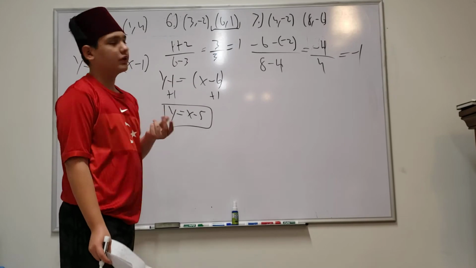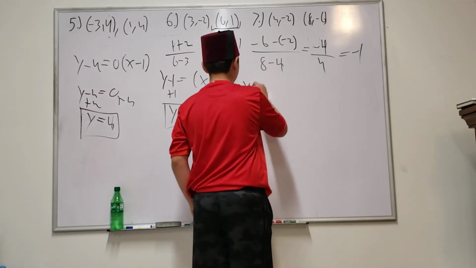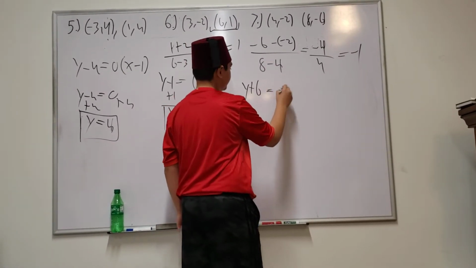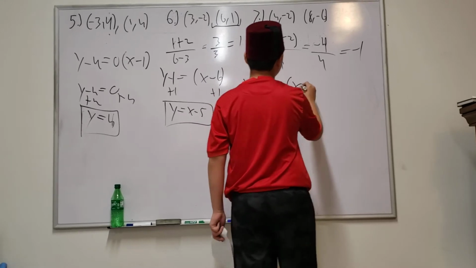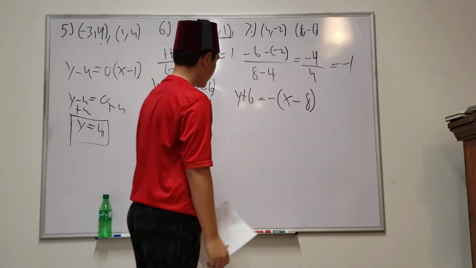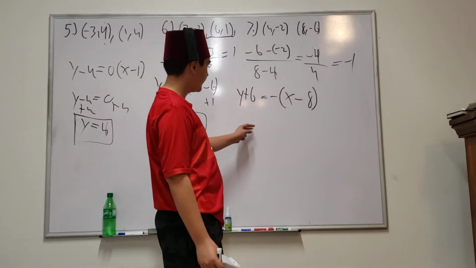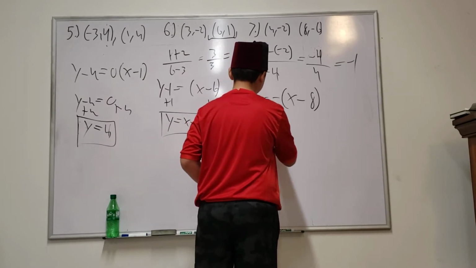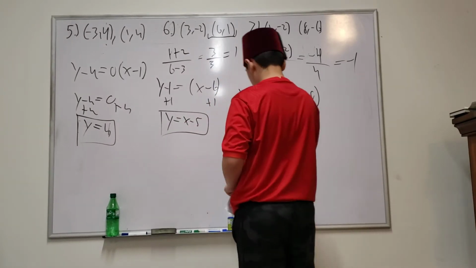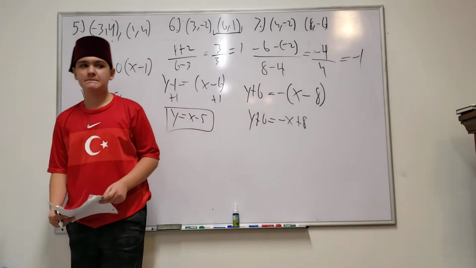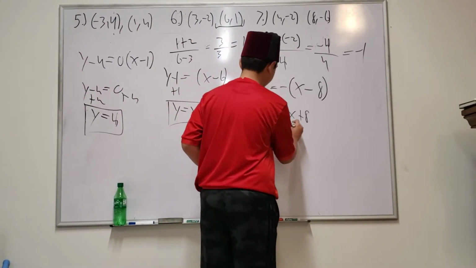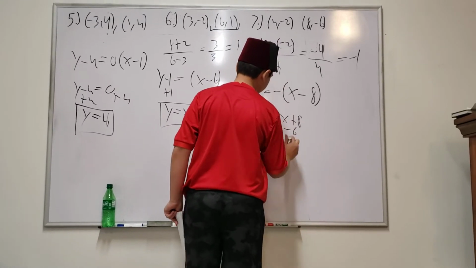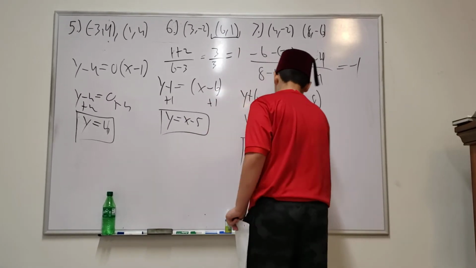So now we're going to put this in point-slope form. So y plus 6, because minus -6 is plus 6, is equal to negative (x minus 8). So what we're going to do is distribute this negative inside, and we'll get y plus 6 is equal to negative x plus 8. So now we're going to subtract 6 from both sides. So it'll give us y equals negative x plus 2. Okay.